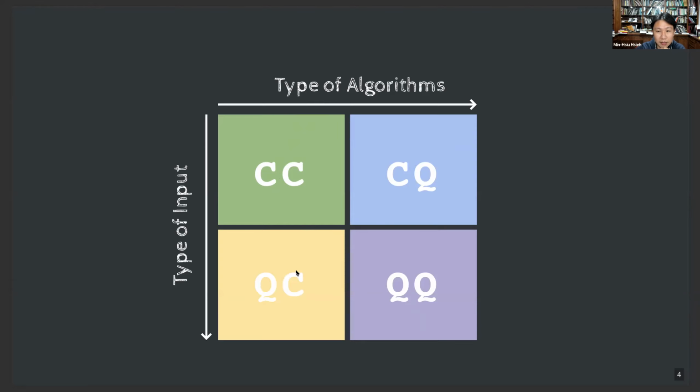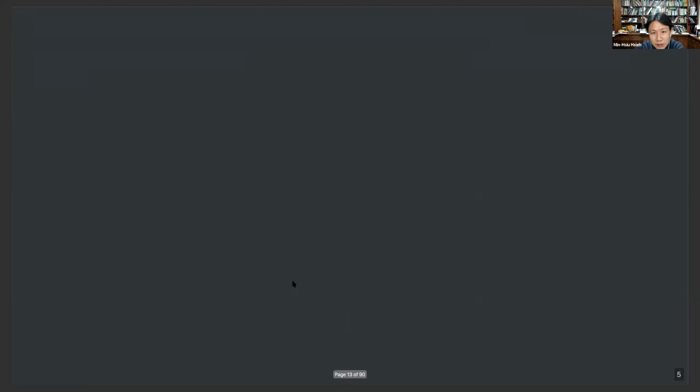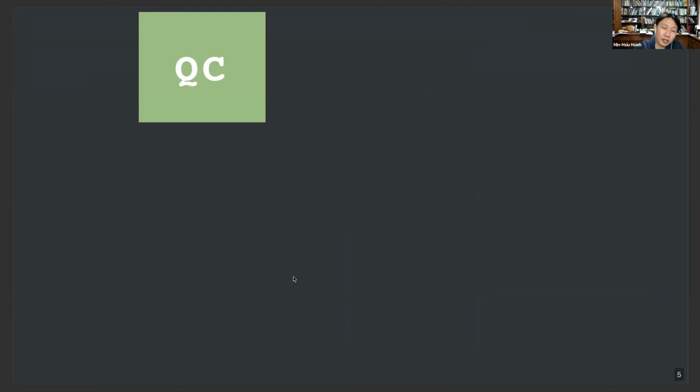These 3 other types emerge because you have a quantum ingredient. Okay, and then QC. Let me move on to the next slide. So normally QC includes, for example, state tomography or quantum control.